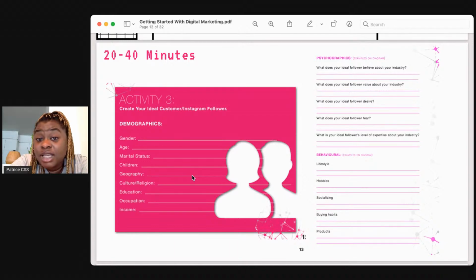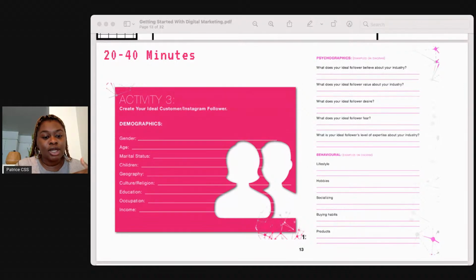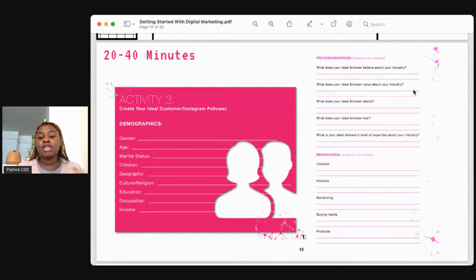What are their fears in relation to your service offerings? What's their level of expertise about your industry? Are they clued up on the things that you offer and teach and do? Or are they kind of real newbies who don't really know much about it and look to you as the expert, right? These are the things you want to know as well. So that's how they think, how they process information.